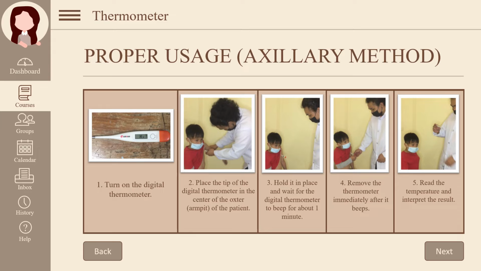These are the steps in using a digital thermometer. The first step is to make sure to turn on the digital thermometer. Next is to place the tip of the digital thermometer to the oxter or the armpit of the patient. Third step is just wait for the digital thermometer to beep. Fourth step, after it beeps, remove the thermometer immediately. And lastly, interpret the result.